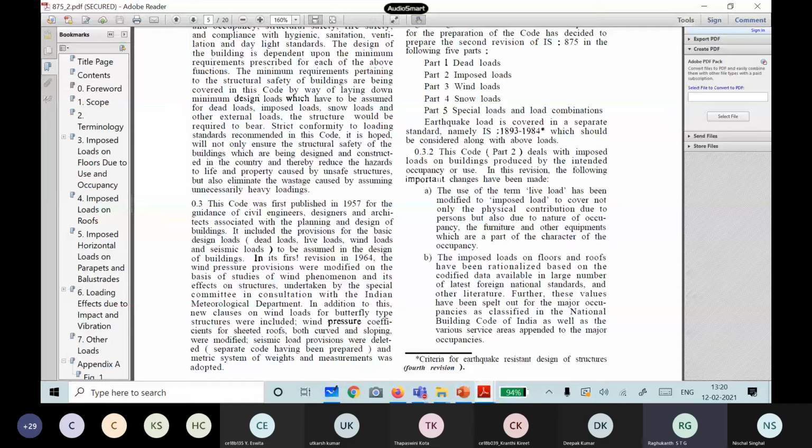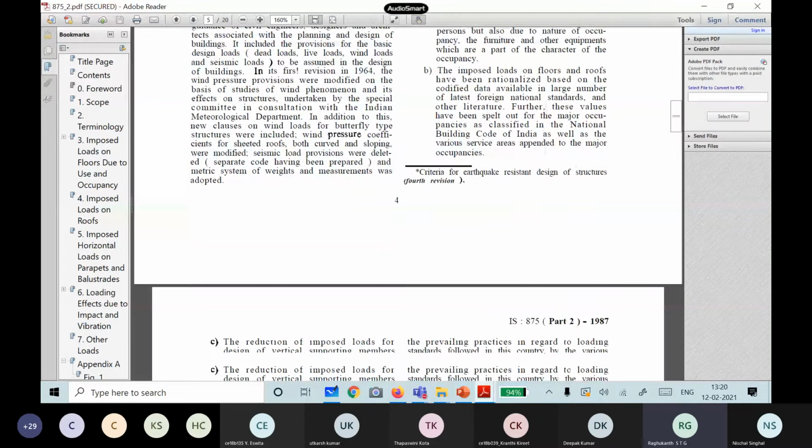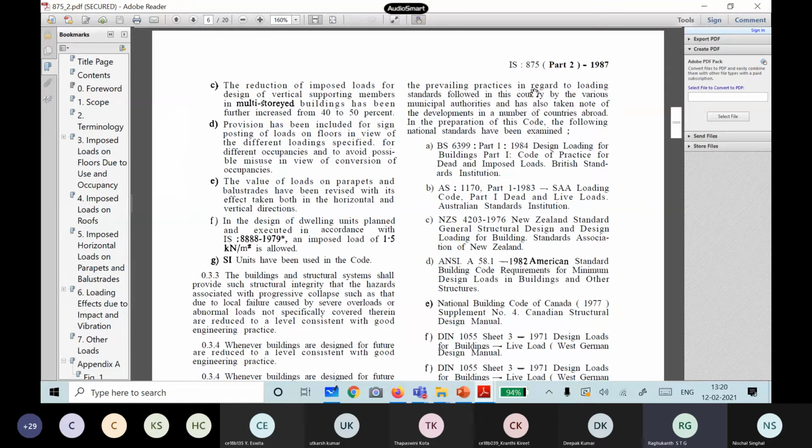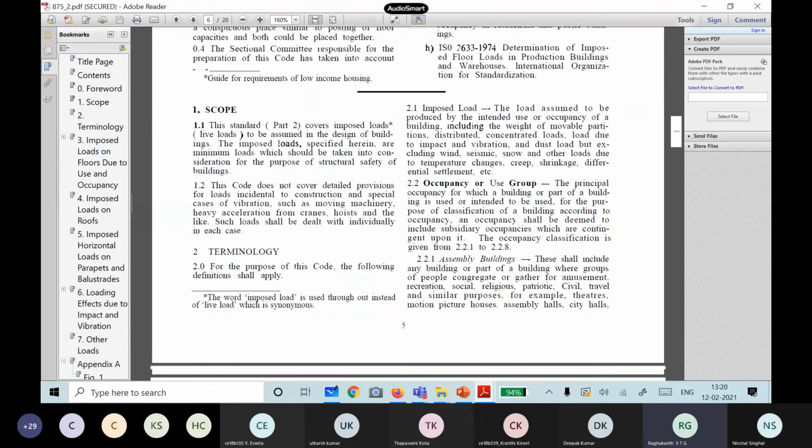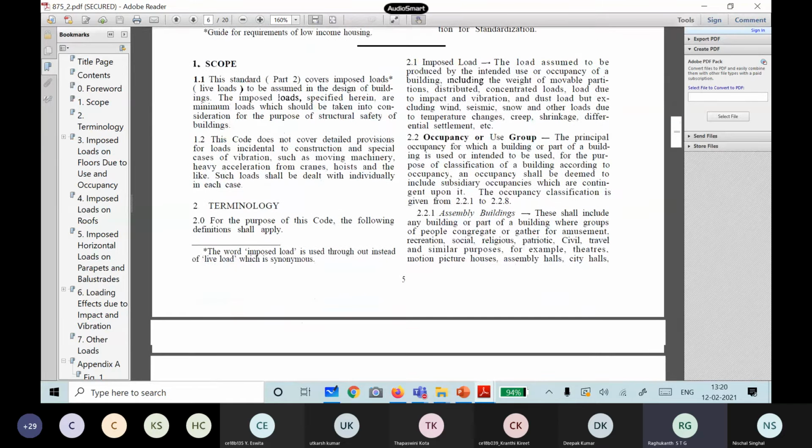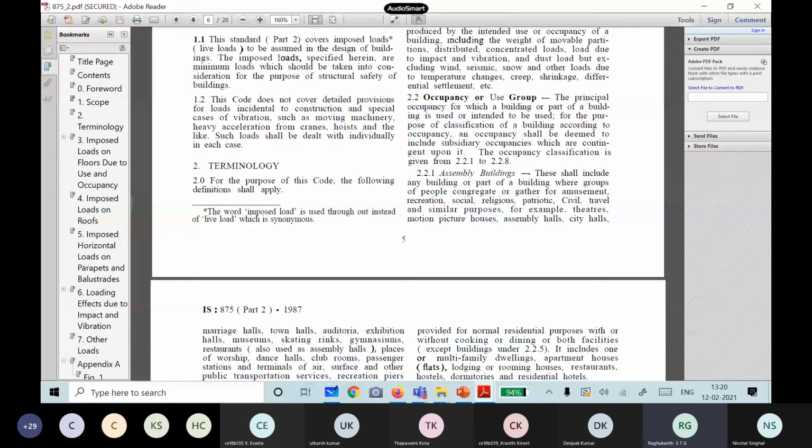This is like a clause. An IS code is like a legal document itself. So you have to read everything line by line. It will be very interesting. So here, what they do is like this. All the buildings we have, this code divides them into 8 types of classifications.